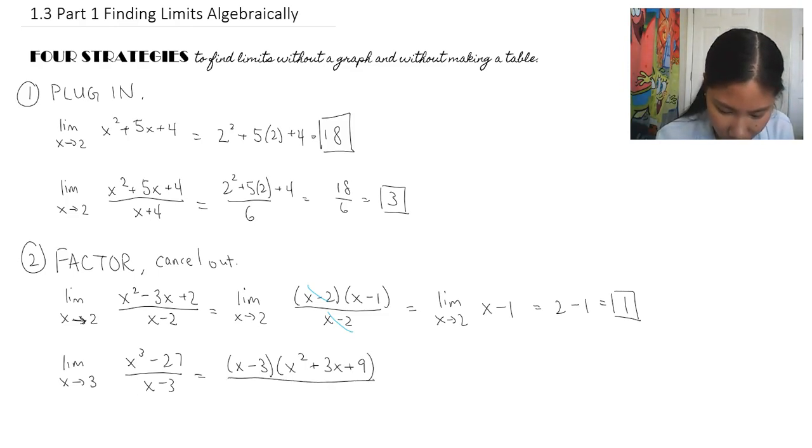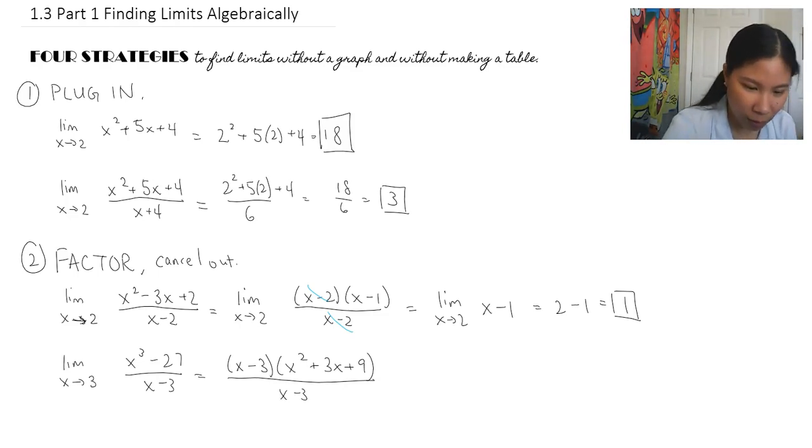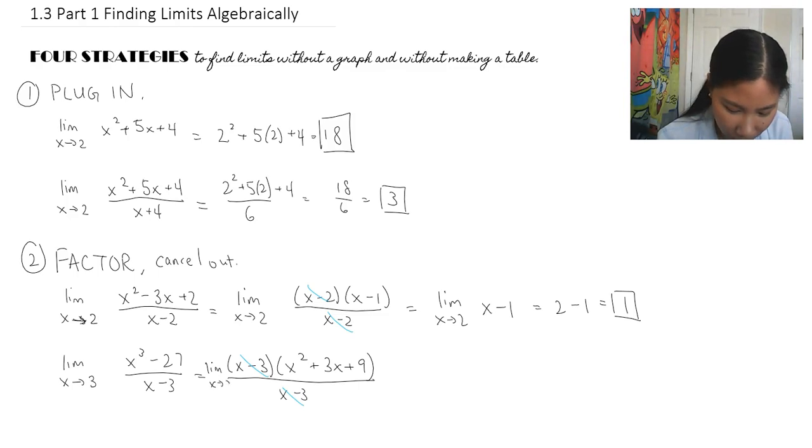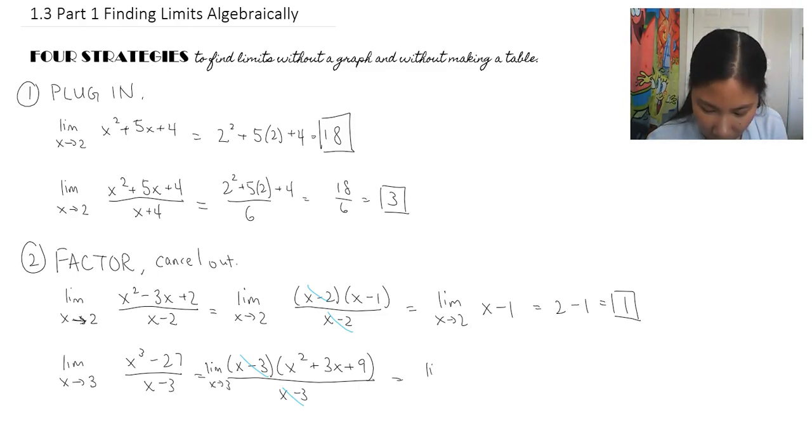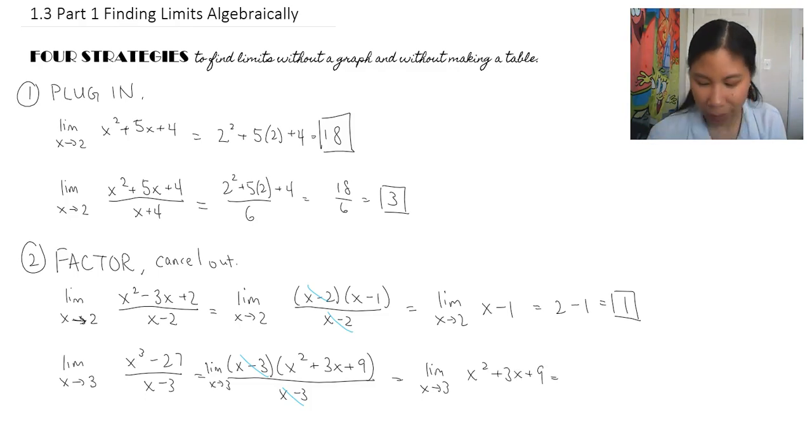Okay, once we've factored, again, stuff hopefully cancels. And then once we cancel, oops, I forgot the limit. Once we cancel, then we're left with the x squared plus 3x plus 9. And now we don't have fractions anymore. So right when we plug in, that's when we can stop writing the limit thing at the beginning.